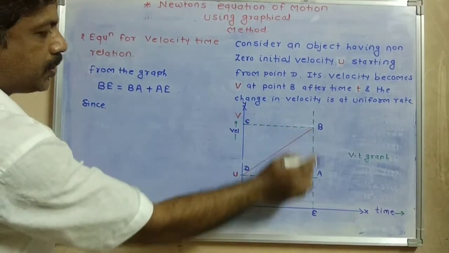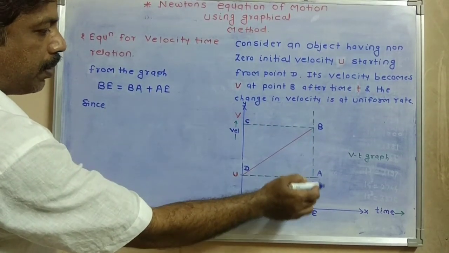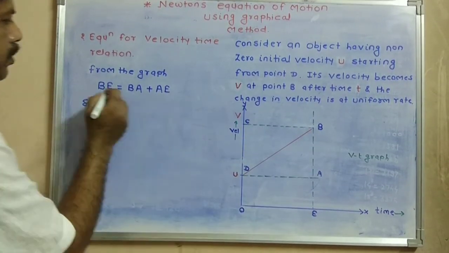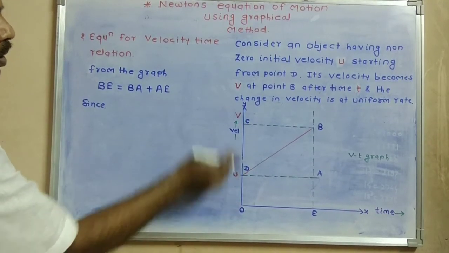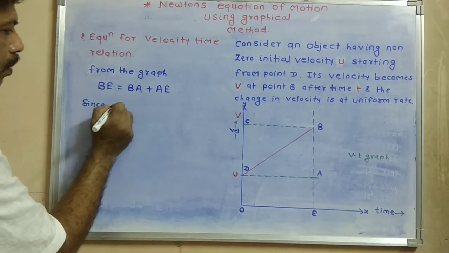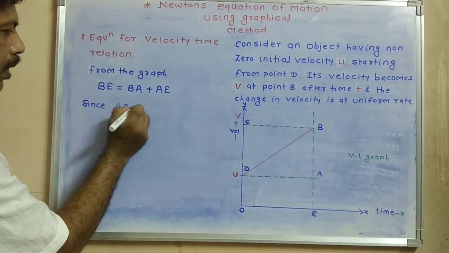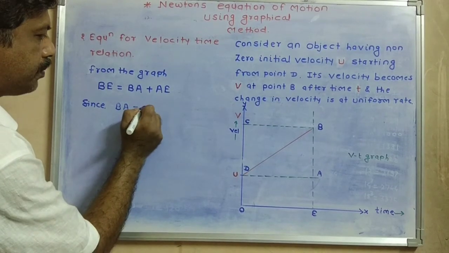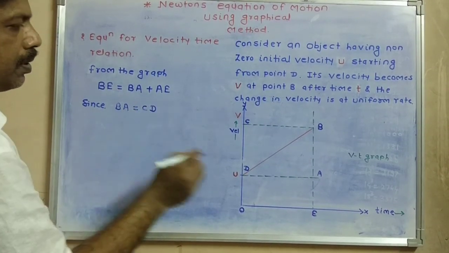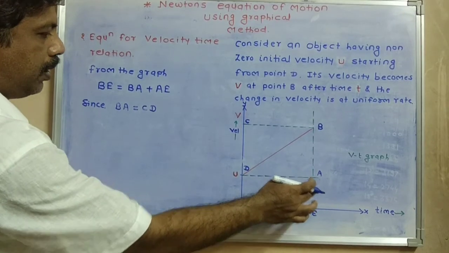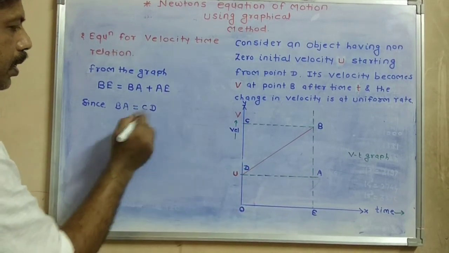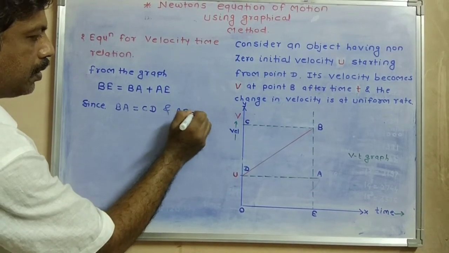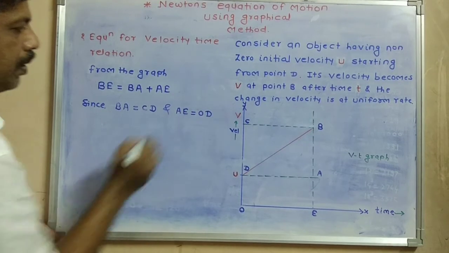Now look, BE is equal to, what can we write? BA plus AE. Since now, what is the value of BE? Now look here, BA will be equal to CD and AE is equal to OD.